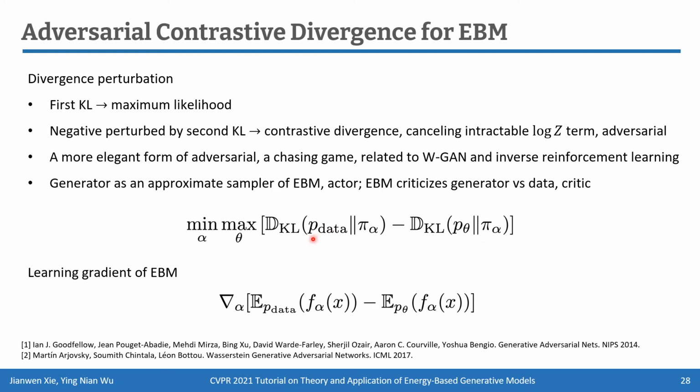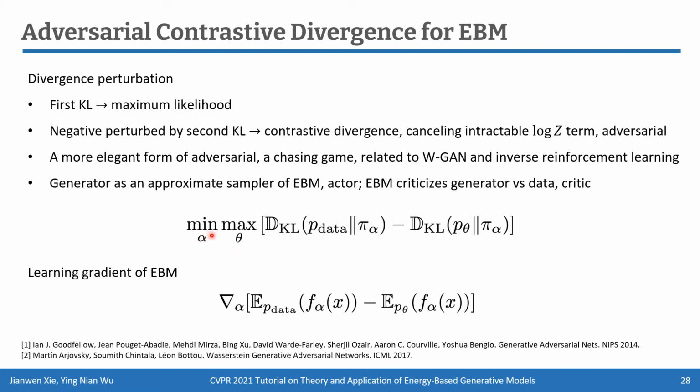So let's try to parse this formula more carefully. So you can see that actually this defines a chasing game, in the sense that, here, if we want to maximize this value function over theta, this first part does not involve theta, right? So that means we need to minimize the second KL divergence, so that we want the perturbation to be as small as possible, or we want this p_theta, the generator, to be as close to the energy-based model as possible. Okay, so that's the maximization part.